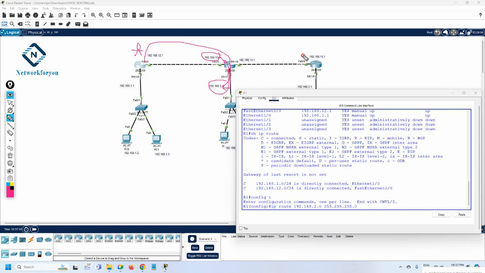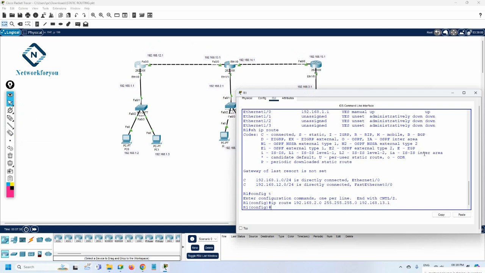After that also, if anyone wants to go to this network, they need to forward here. This router already knows this is directly connected to him, so he will forward the traffic this side. And you need to configure this one also. If anyone wants to go to this network, we need to forward the traffic here. So three static routes we need to configure. Let's do it here. The next hop will be 192.168.13.1. So I will write 192.168.13.1. This is the first one I configured.